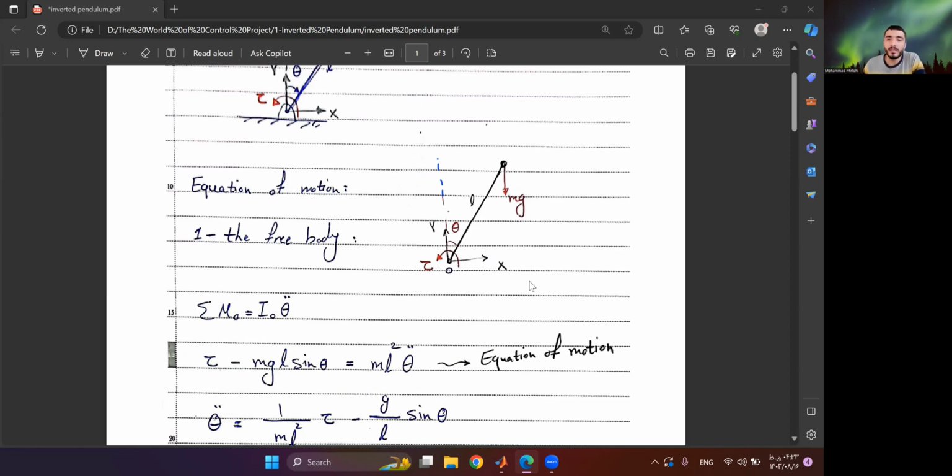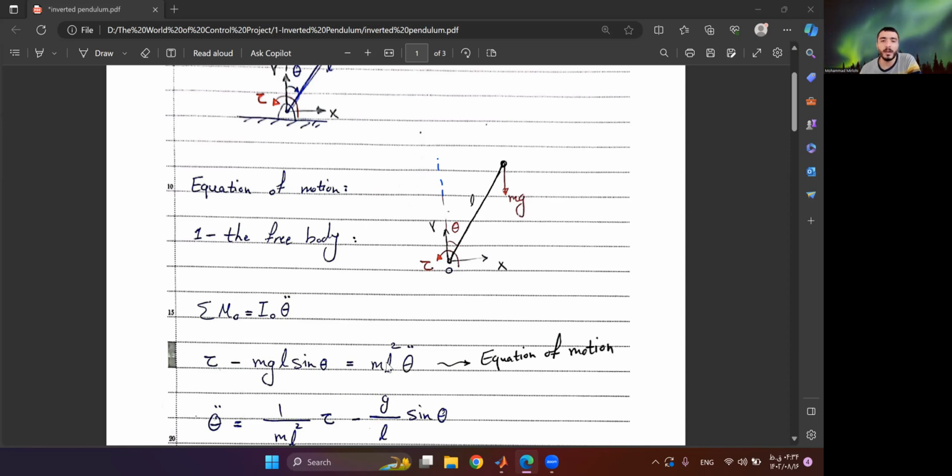If we consider the system, we have a tau that is counterclockwise and is positive, and also the weight of the pointed mass has the negative torque around the point O. That is minus mgl sine of theta. That is equal to ml square multiplied by theta double dot.